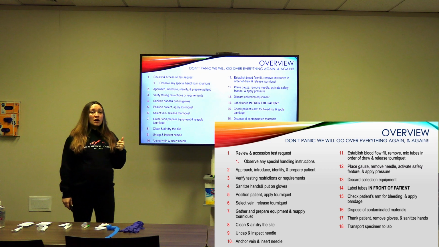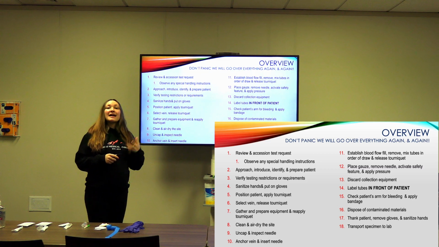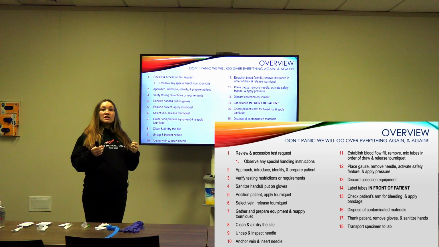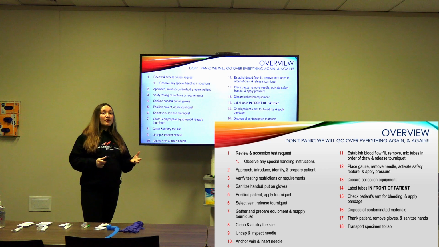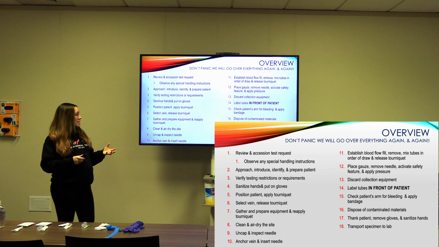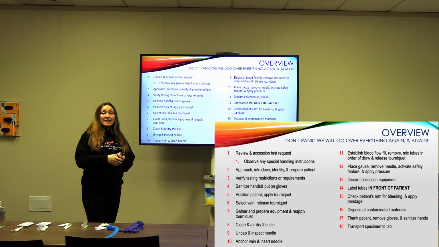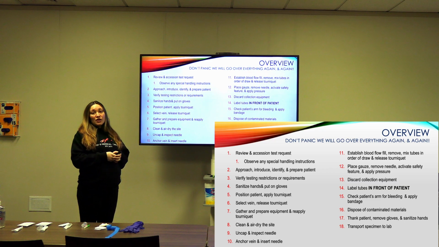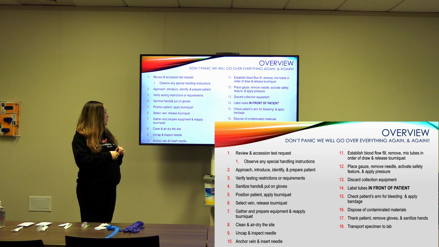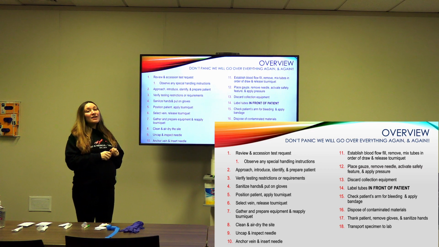Once we have all of our equipment gathered and prepared, which means taken out of the packages, put together and prepared to use, set next to us so that we can reach it, and once we have everything in place to perform the venipuncture, we will reapply the tourniquet. Then we will clean and let the site air dry. As the site is air drying, we're going to uncap and inspect our needle. As soon as we've done that, we're going to anchor the vein and insert the needle.